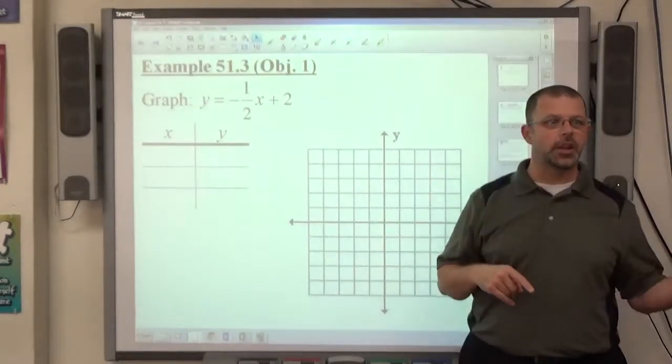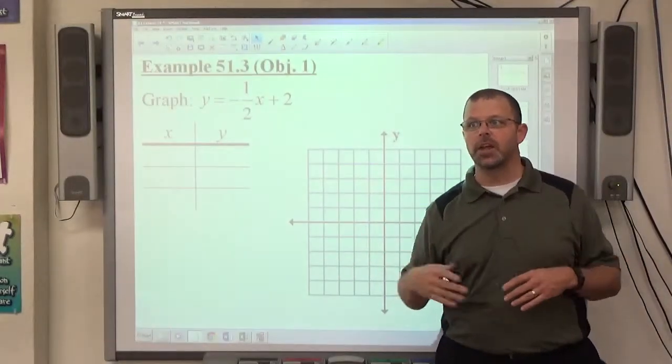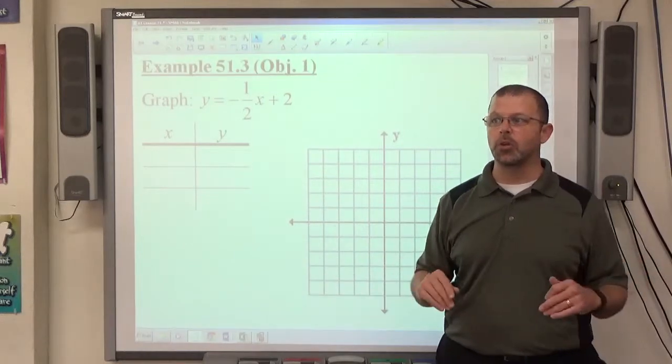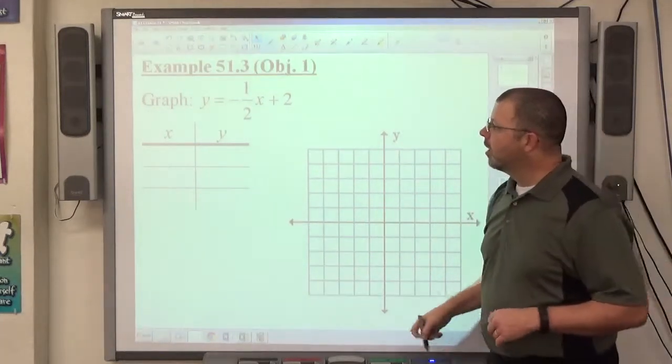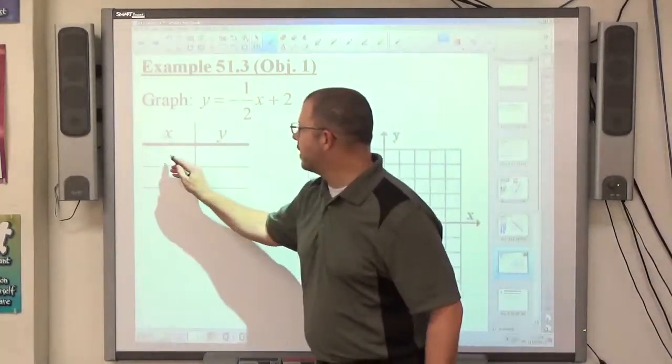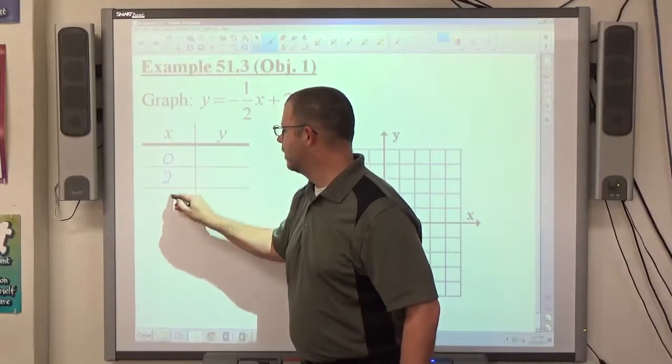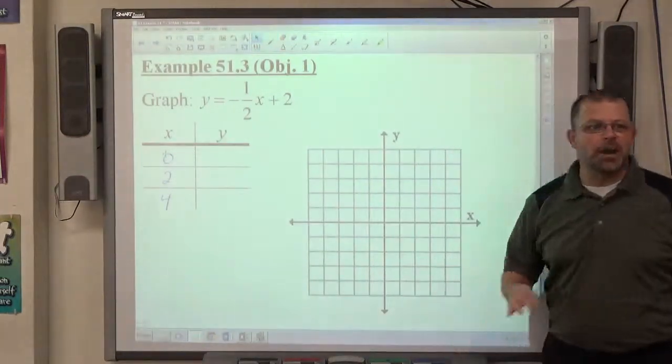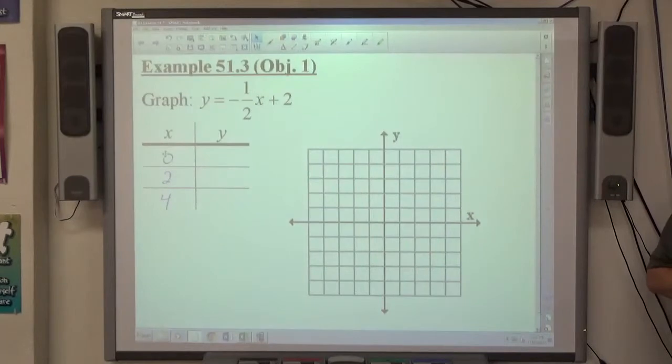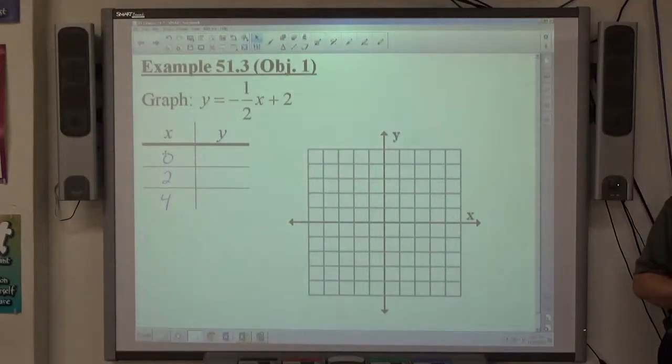So multiples of the denominator would be counted by 2s. 2, 4, 6, 8, 10. Negative 2, negative 4, negative 6, negative 8, negative 10. 0 is a multiple of everything. Right? So for me personally on this one, I'd probably pick 0, 2, and 4. Okay. I have my choice of whatever I want to pick, right? I usually pick positive numbers and 0. That's what I usually pick. Positive numbers are easy, 0 is easy.